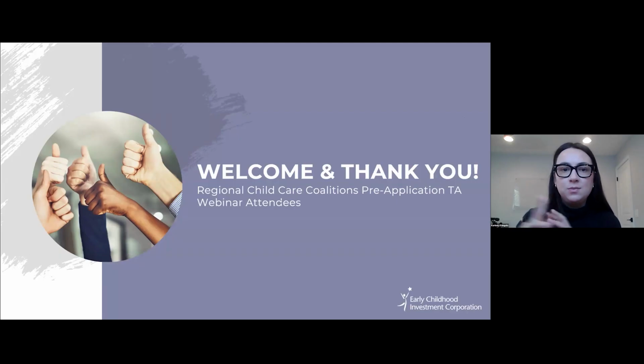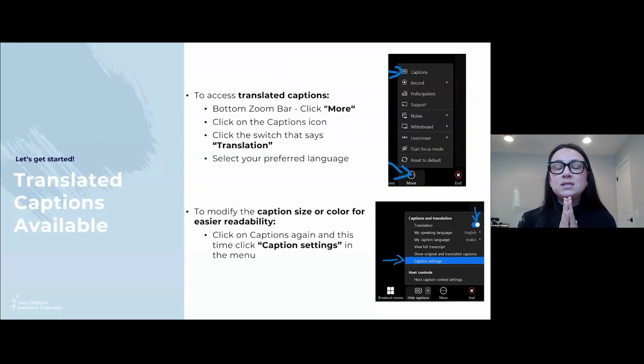Before we get started, a few housekeeping items. The first is that translated closed captions are available for this webinar. So if translated captions would be helpful to you, you can access them by going to the bottom of your Zoom bar and clicking the More button. It has 3 dots over it. You click that, and then the first option should be titled Captions. Click that, and then click the switch that says Translation, and then choose your preferred language for the translation. To modify caption size or color for easier readability, click the captions again, and then this time click caption settings to adjust to whatever feels comfortable for you.